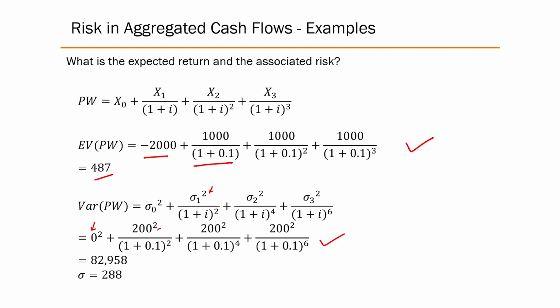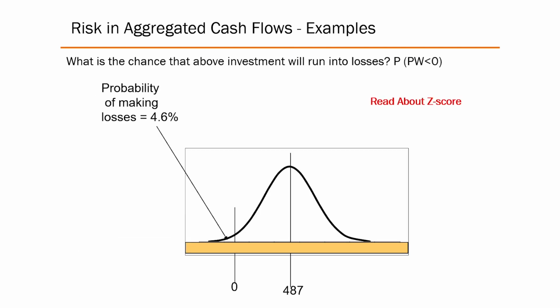So this is the variance of present worth. So the sigma of present worth is this particular value. Now you know E, now you know sigma, you can use the curve. If I ask the question, what is the chance that the above investment will run into losses? What is the chance that you will have a net present worth less than 0? How will you estimate it is the question that you can answer based on the information that we have estimated so far.